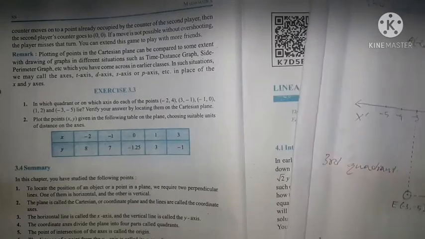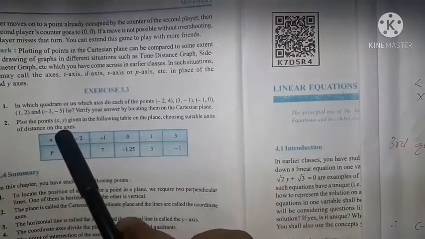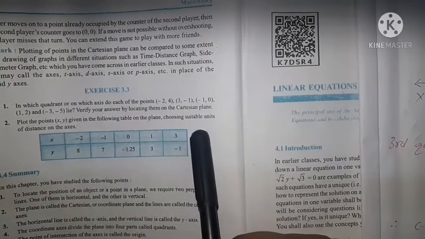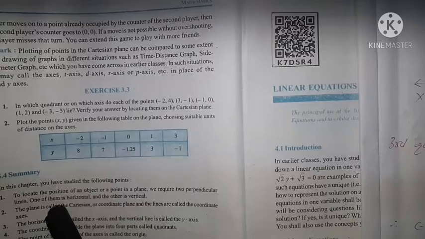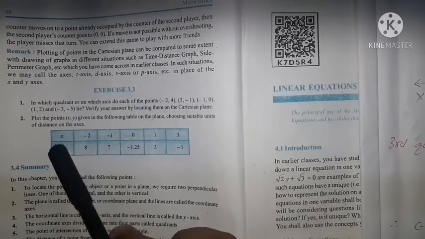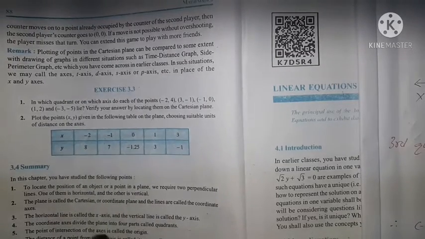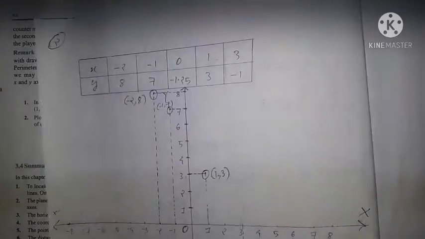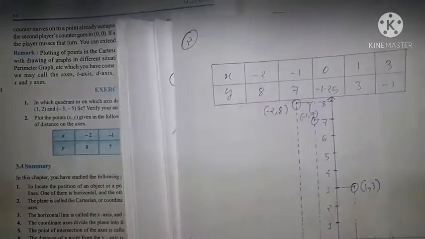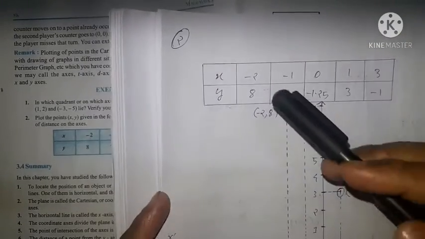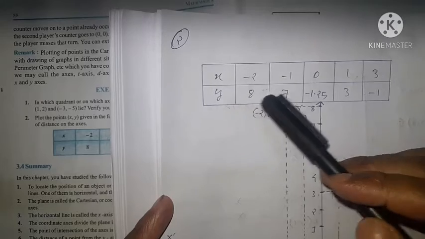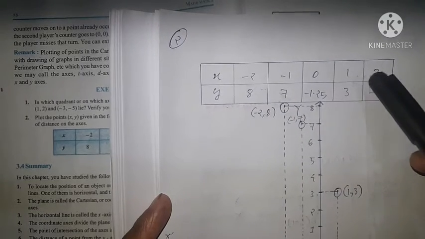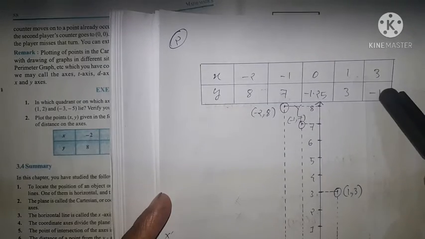So let's move to question number 2. Plot the points (x, y) given in the following table on a plane, choosing suitable units of distance on the axes. The x and y coordinates of different points are given, so we need to plot these on a Cartesian plane using suitable units for the axes. This is the table. The coordinates are (-2, 8), (-1, 7), (0, -1.25), (1, 3), and (3, -1).